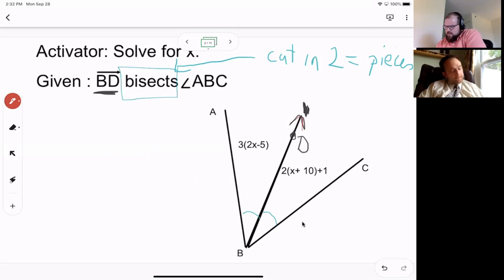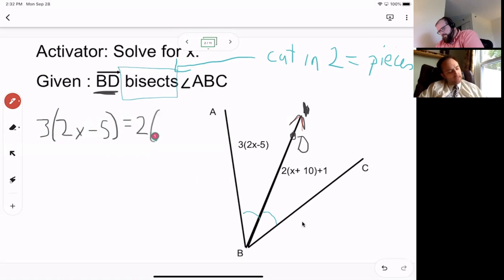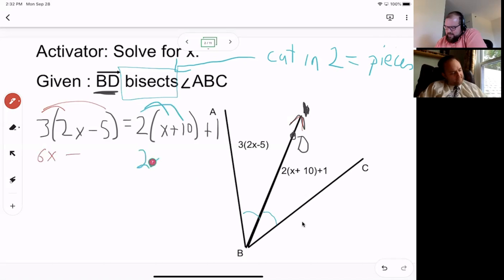So now that we've talked about what this means geometrically, we can set up some kind of algebra. We can say 3 times (2x minus 5) is going to be the same as 2x plus 10 plus 1. Because we know something about multiplying across things that are being added or subtracted, I think we call this a distribution property. So we're going to do some distribution, and we've got 6x and a minus 15.